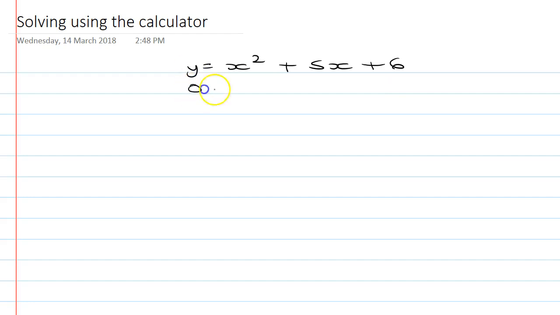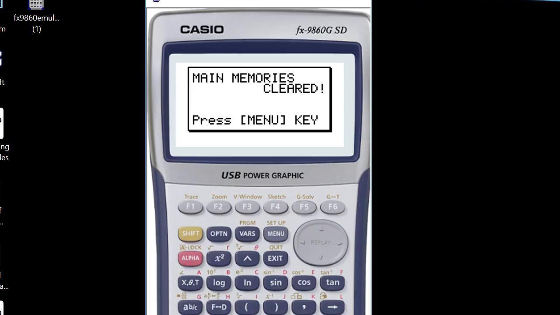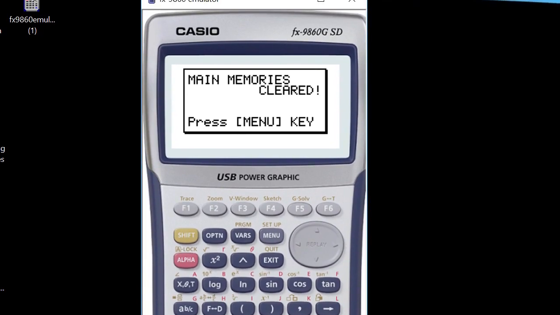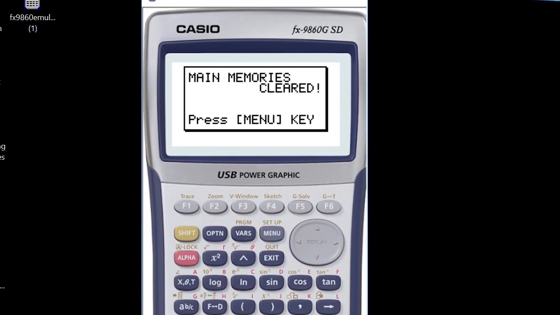So when you see an equation like this, 0 equals x squared plus 5x plus 6, usually you would factorize that to solve this. Now, I'm going to show you how to do this on the ClassPad as a checking device. Alright, so I've just loaded up the Casio calculator here. I can't fit the whole thing on this screen, so you'll just have to bear with me.